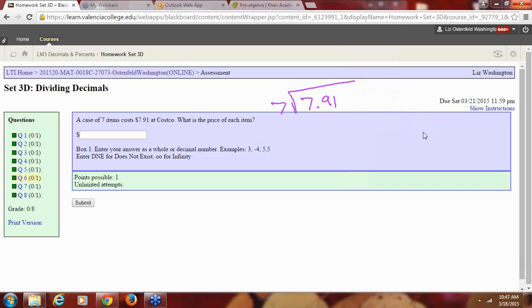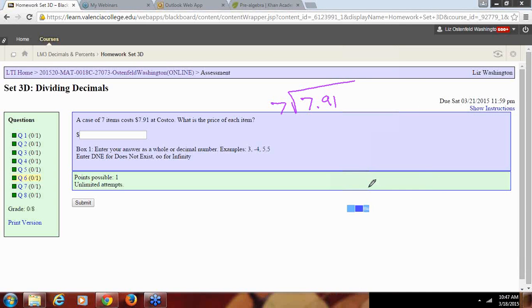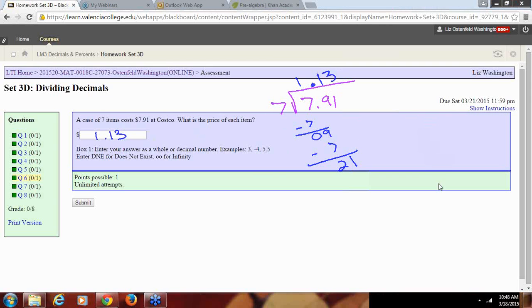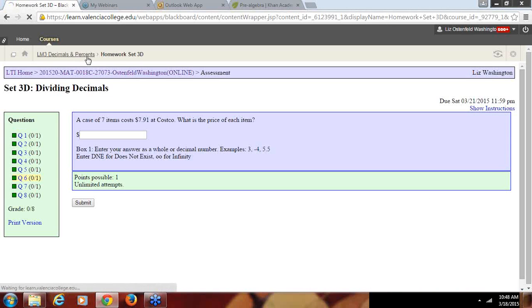And again, when I do division by hand, I like to go ahead and put my decimal in the answer right away. There's not a decimal out here, so I don't have to worry about moving it. 7 goes into 7 once. Bring down my 9. 7 goes into 9 once. Bring down my 2, or my 2 is my remainder. Bring down my 1. 7 goes into 21 3 times. So that means each item costs $1.13. Okay. Let me go to a different section.